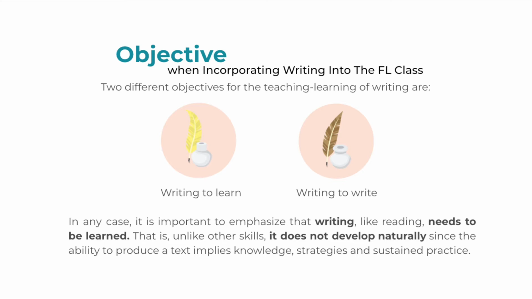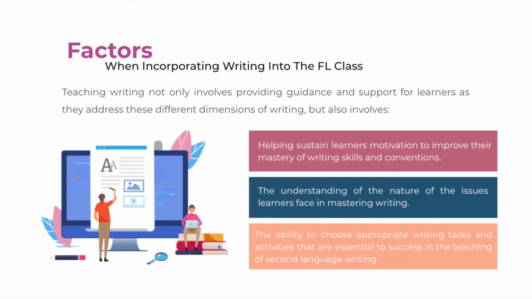Unlike other skills, it does not develop naturally, since the ability to produce a text implies knowledge, strategies, and sustained practice. In this sense, the selection of the appropriate teaching approach depends to a larger extent on the type of program, the objectives, and the language level of the students. Teaching writing not only involves providing guidance and support for learners as they address these different dimensions of writing, but also involves helping sustain learners' motivation to improve their mastery of writing skills and conventions.